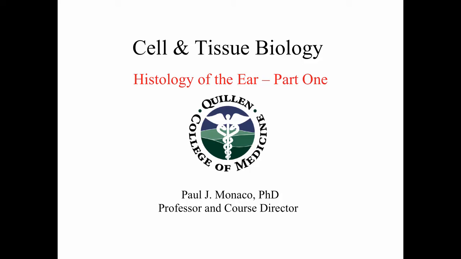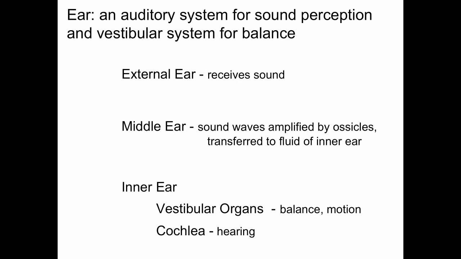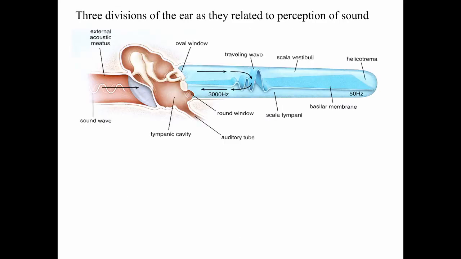These podcasts will deal with the histology of the ear. Now, the ear is an auditory system for sound perception and a vestibular system for balance. And we can talk about the external ear, which receives sound, the middle ear, where sound waves are amplified by ossicles and then transferred to fluid of the inner ear, and then the inner ear itself, which contains vestibular organs for balance and motion, and it contains the cochlea for hearing.